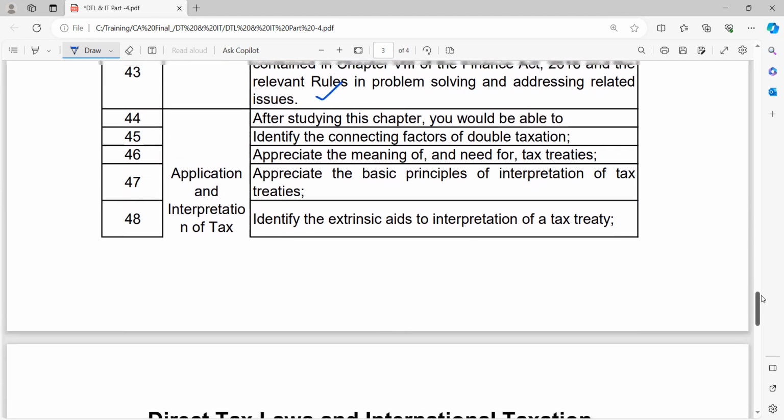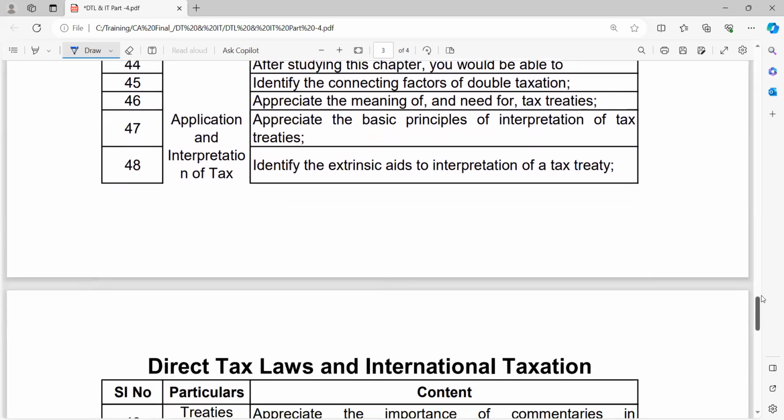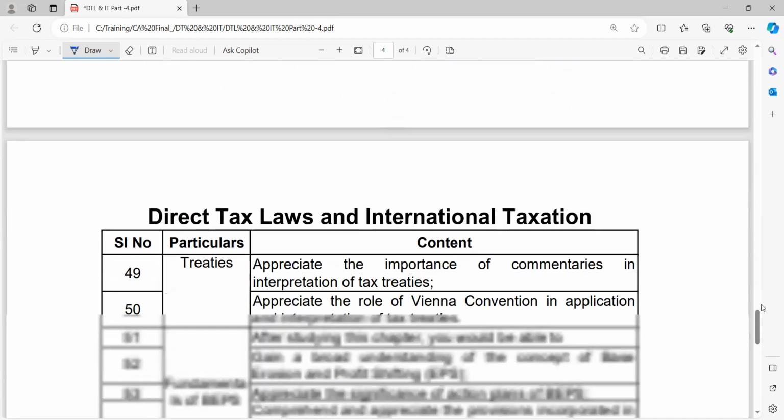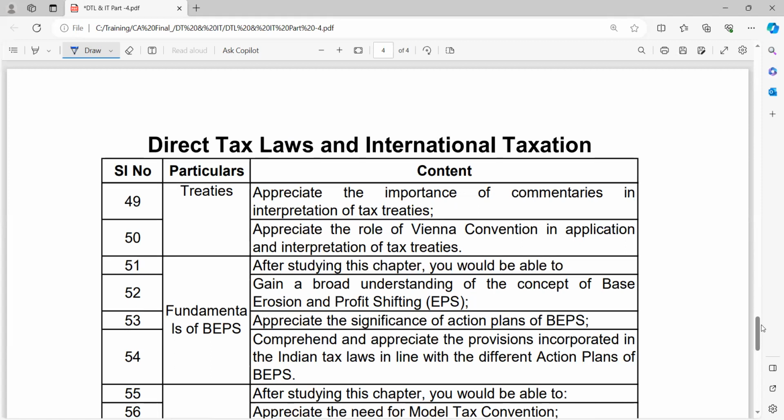Done. Next, from the chapter of application and interpretation of tax treaties. Here, you can identify the connecting factors of double taxation. You can appreciate the meaning and need for tax treaties. You can appreciate the basic principles of interpretation of tax treaties. You can identify the extrinsic aids to interpretation of tax treaties. You can appreciate the importance of commentaries in interpretation of tax treaties. You can appreciate the role of the Vienna Convention in application and interpretation of tax treaties.